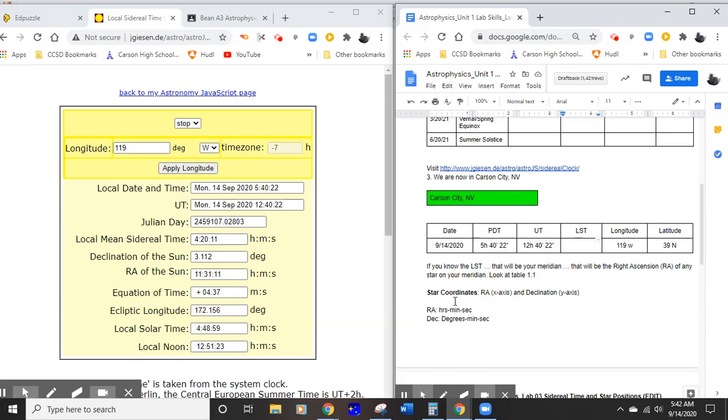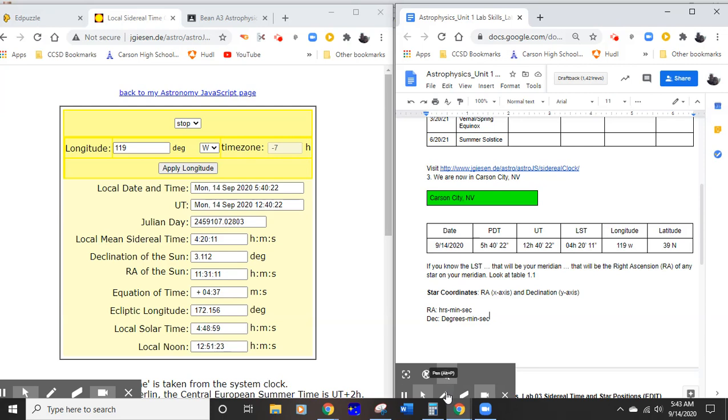So right now, the sidereal time is 04 hours. Notice how I put a 04 there because you need a placeholder. 20 minutes, and here we have 11 seconds. That's our local sidereal time. Now, here's how this all gets connected.